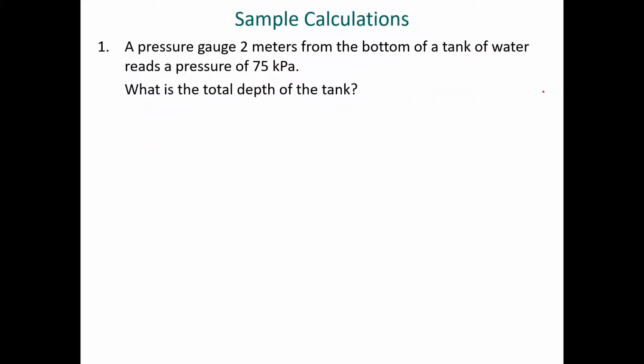So here's just a couple more calculations just to get us some practice. So here's one. It says we have a pressure gauge 2 meters from the bottom of the tank, and it reads a pressure of 75 kilopascals. So what is the total depth of the tank? Okay, so we've got to think backwards in this case. So remember our formula is P equals 9.8 times H. So we're going to rearrange that formula so that we can figure out height.